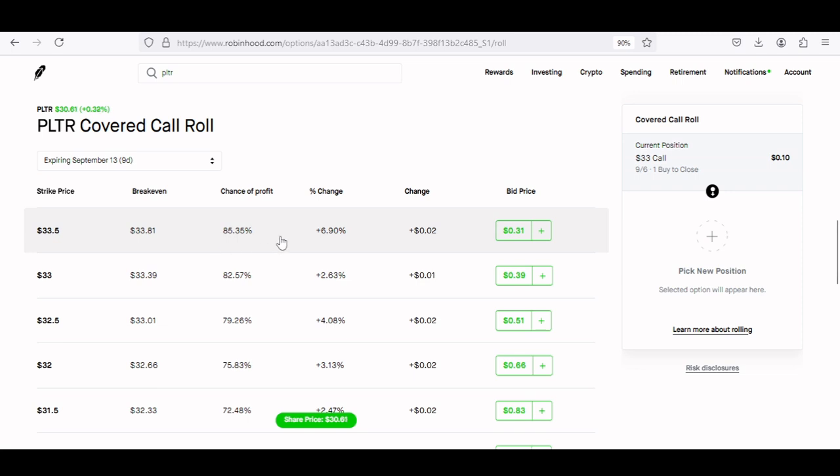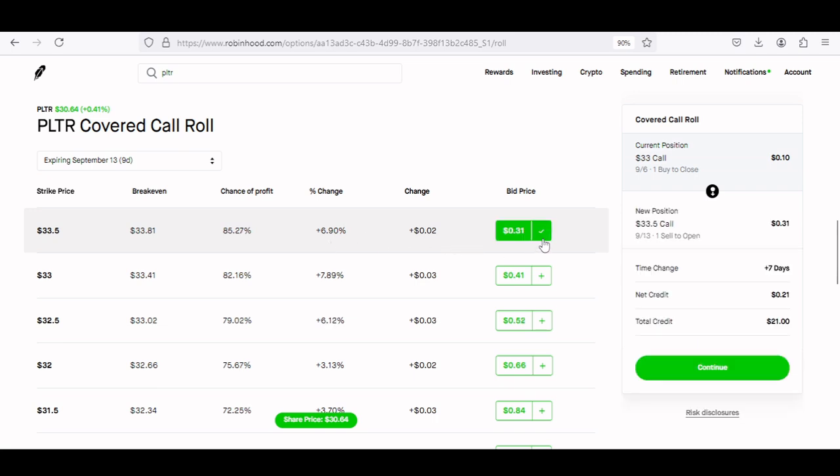Now, with the $33 strike price and a high chance of profitability, I will be receiving $31. So here you go. Let's say I were to roll this option right now, I would have to pay 9 cents or 10 cents. The stock market is currently open, so this will fluctuate just a tad.